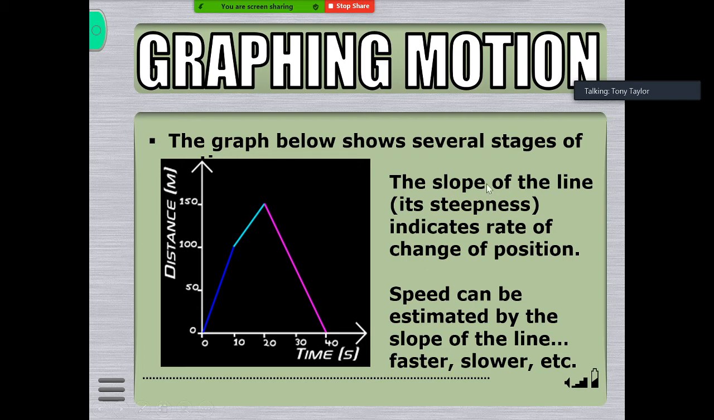This is just something that I already said. The slope indicates the rate of change of position. The steepness of the slope tells you whether the object is going fast or slow when you're comparing that object to other objects. So the slope gives you an idea of speed. I'm going to keep repeating that point because that's a very important point.